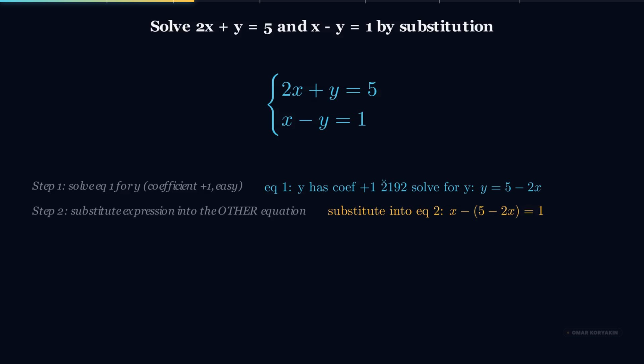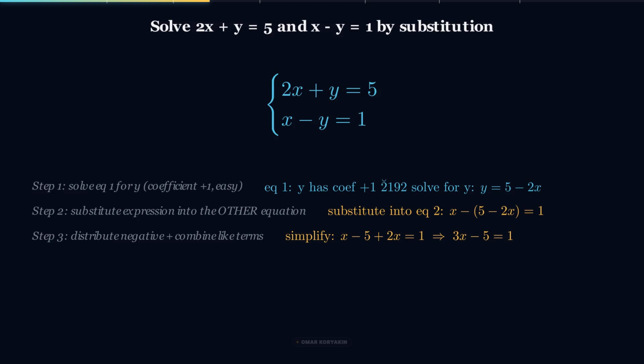Step 2. Substitute the expression for y into the other equation. Take the second equation x minus y equals 1 and replace y with 5 minus 2x. The substituted equation reads x minus the quantity 5 minus 2x equals 1. The y has been eliminated and only x remains. Step 3. Simplify. Distribute the negative sign across the parenthesized chunk: x minus 5 plus 2x equals 1.